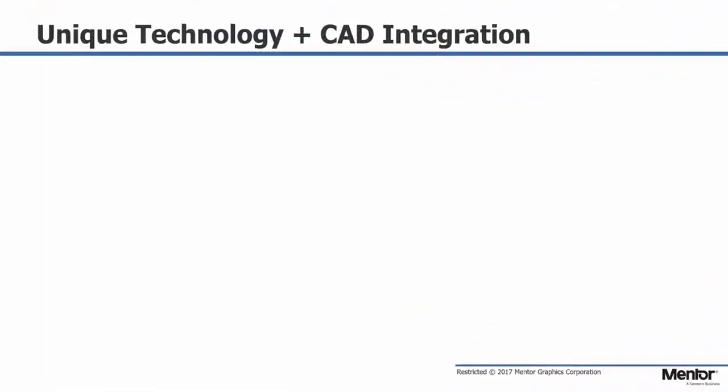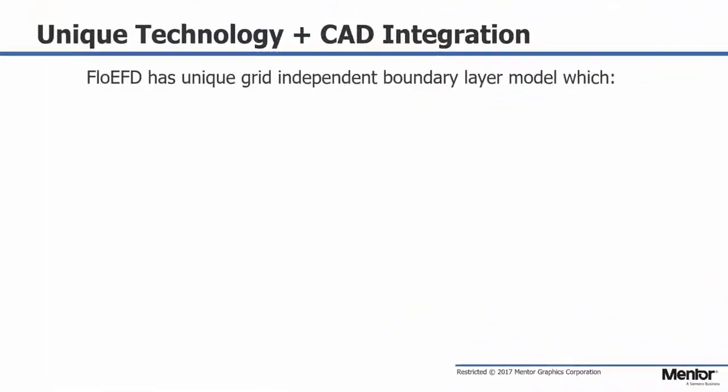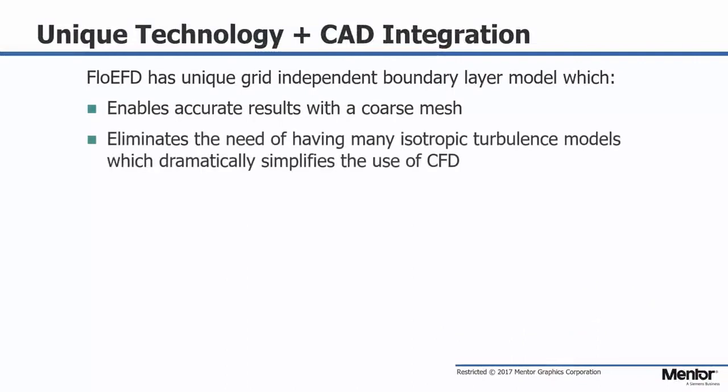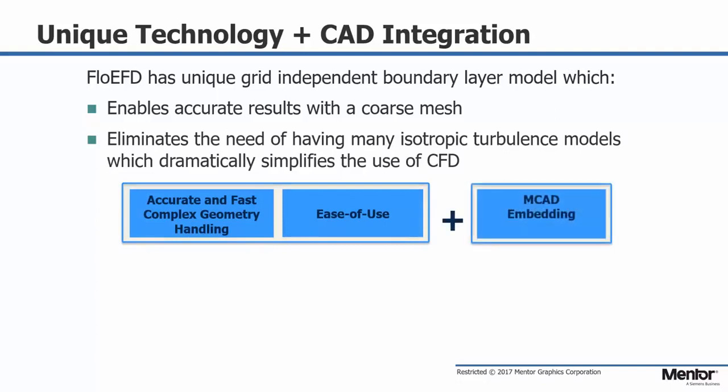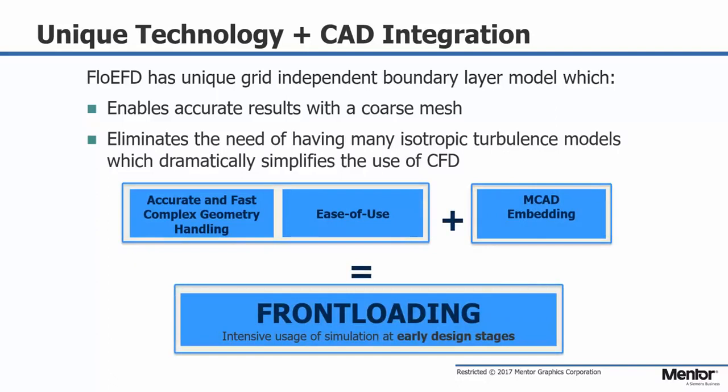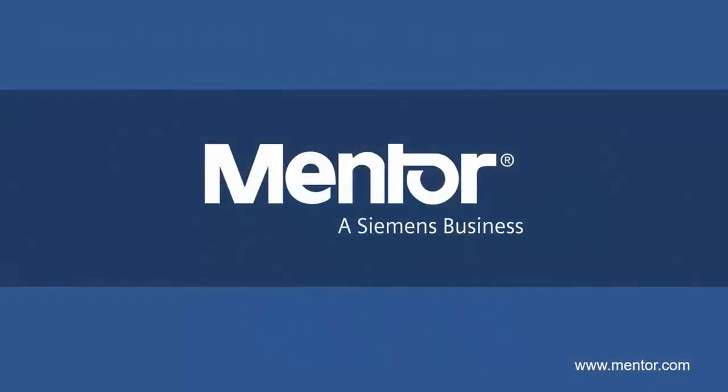In conclusion, FloEFD has several unique proprietary features which make CFD analysis faster and more accessible to design engineers. Complex geometry handling, without having to worry about boundary layer meshing, whilst being MCAD embedded, makes FloEFD a front-loading CFD tool for engineers and not analysis experts. Flow and thermal optimization earlier in the design cycle means less physical prototypes, more reliable products, and faster time to market.